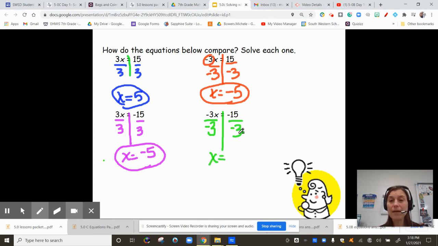Negative 15 divided by a negative 3, a negative divided by a negative is positive. Remember, when they're both negative, your answer is positive. This is positive 5. So now these diagonals are the same solution.